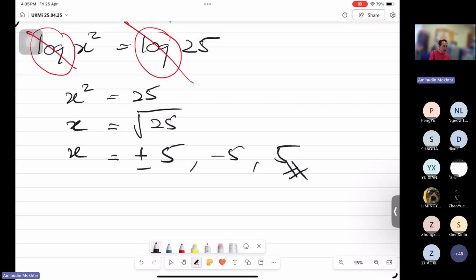Okay, those are a few examples. The rest of the examples I leave to you for your revision, page 48. Okay, the next one.